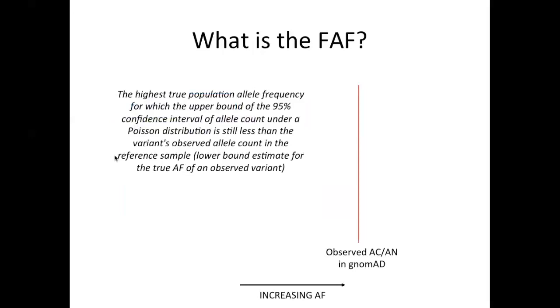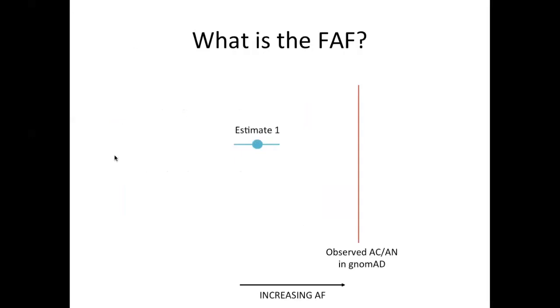So instead I'm going to do this graphically. So here we have this red line, which equates to the observed allele frequency in gnomAD, where increasing allele frequency is from left to right. And what we do is we just estimate a random allele frequency which is lower than what we observe.